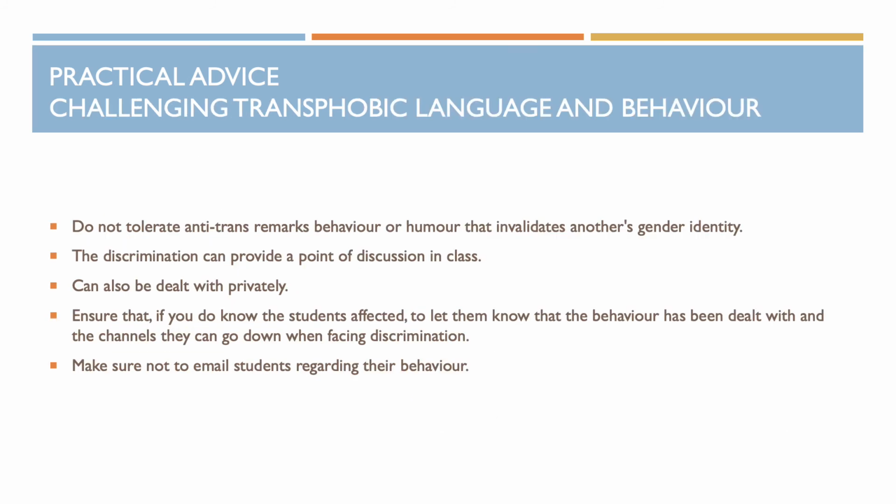So it's important not to tolerate anti-trans remarks, behavior, or humor that invalidates others' gender identities. It can be difficult to know how to deal with this, as students might be unaware of the harm they're causing. Depending on how an educator thinks is best to deal with this, the discrimination can be used as a point of discussion in class, or can be done privately. So ensure to speak to students affected if you're aware of who they are, to ensure that they know that the behavior has been dealt with, and to make them aware of the channels they can use if they experience anything else like this. Make sure not to email students, as this can feel really impersonal and emails might be misconstrued or ignored.